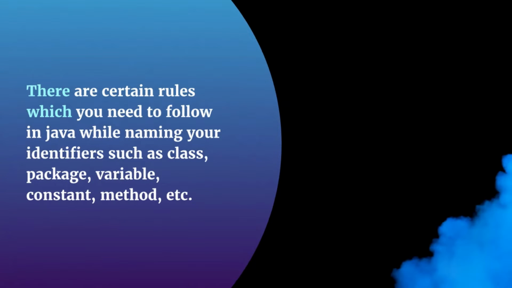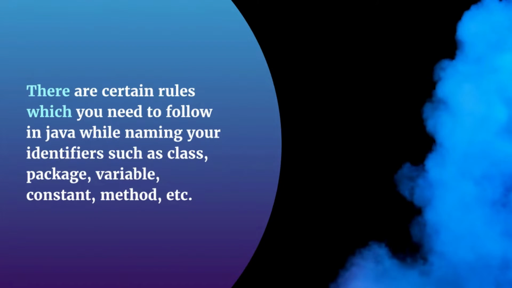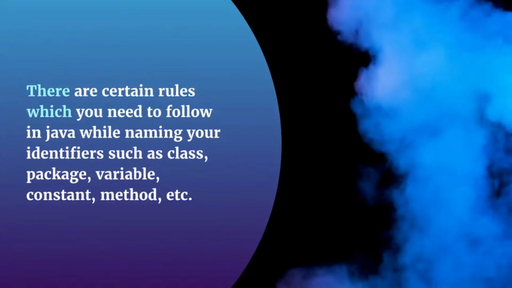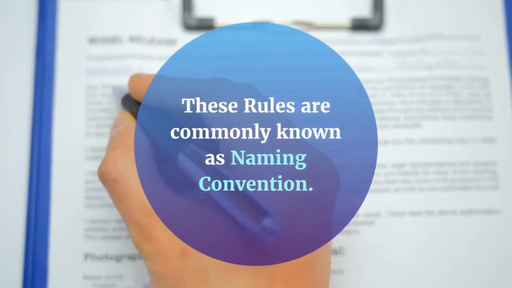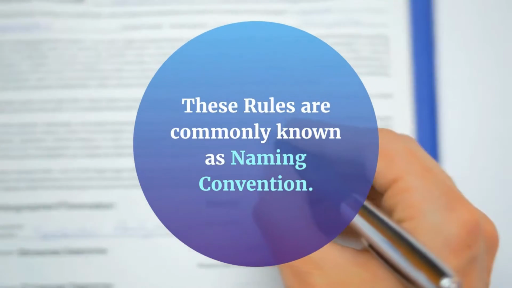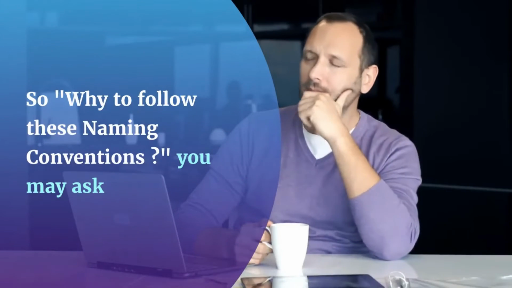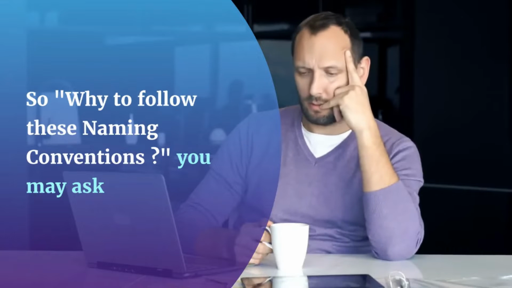Naming conventions in Java. There are certain rules which you need to follow in Java while naming your identifiers such as class, package, variable, constant, method, etc. These rules are commonly known as naming conventions. So why follow these naming conventions, you may ask?